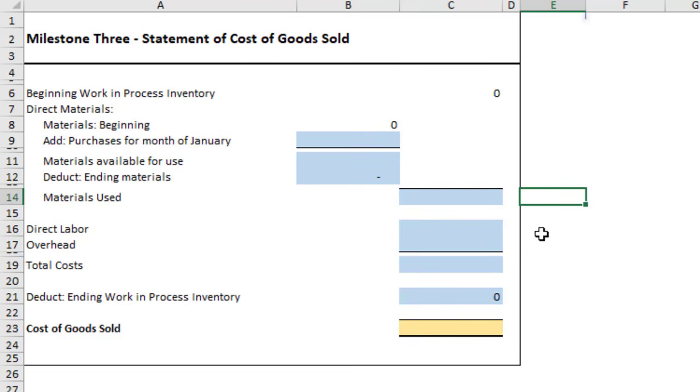Then you add your direct labor and overhead, which we saw was provided, and that gives you your total cost. So you're taking materials used, direct labor, and overhead to get your total cost. They said to assume that this was zero. And so then you get your cost of goods sold, which is going to be the same as your total cost. Then that information is what's going to flow through into your income statement. We'll see that in the next video.